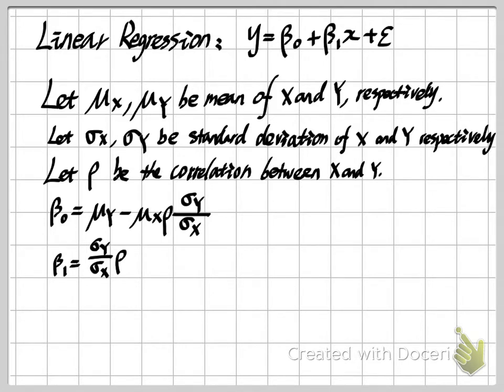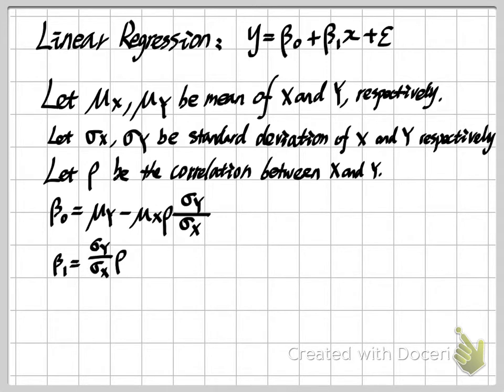For the mean, if we want to compute it, we can think about using the sample mean. If we have several pairs of data for x and y, we can use the sample mean to replace our mean of x and mean of y. And similarly, we can use sample estimates to compute our sigma x and sigma y. But then one more question is, how about the rho?